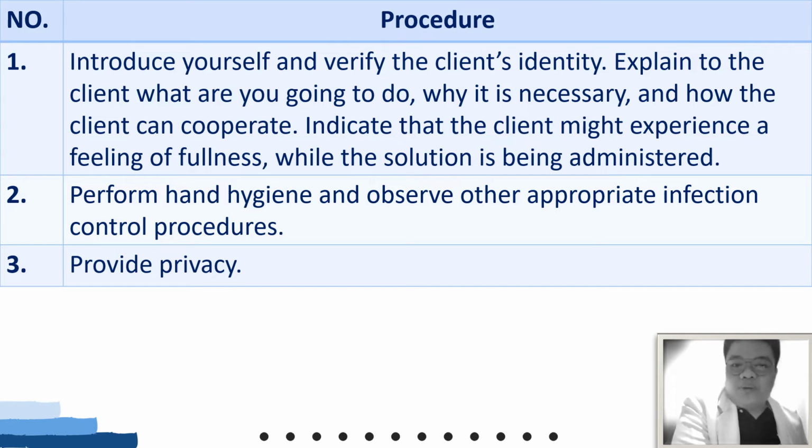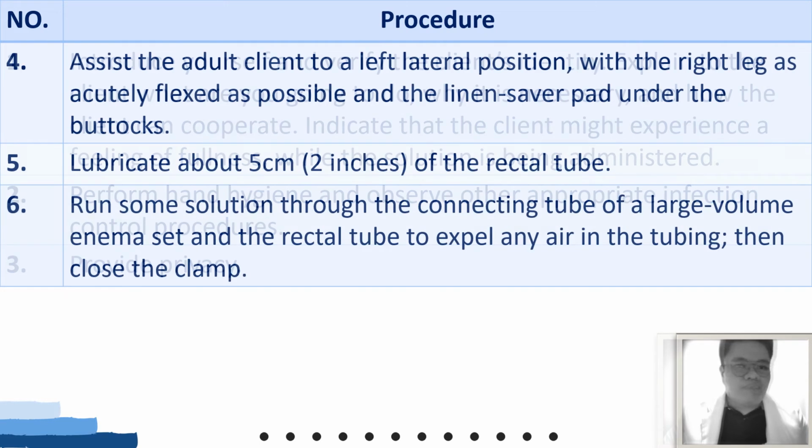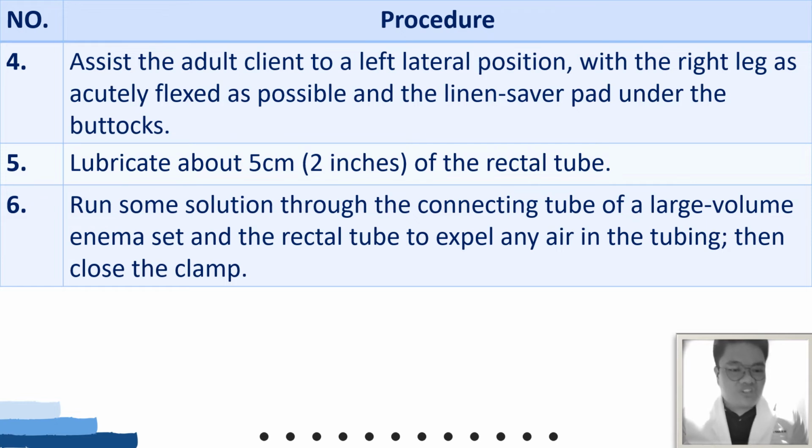Now, you need to perform hand hygiene and observe appropriate infection control procedures. Then you provide privacy. Then you assist your patient on left lateral position. The flexing of the right leg would make it the Sims position. Okay, remember class, in your Sims position, one leg is flexed. Okay, and the linen saver pad under the buttocks. So again, the purpose of that is that if there will be fecal leakage, that would not be contaminating your linens, class.